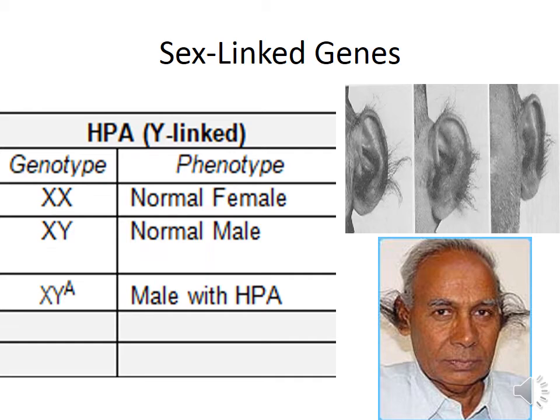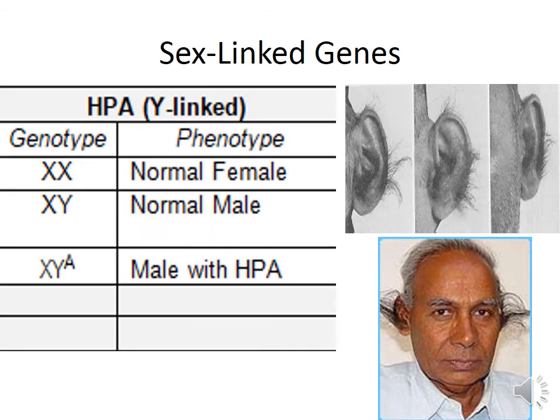Another example ng sex-linked genes ay ang HPA or hypertrichosis pinnae auris, or it is known as the hairy ears. Looks familiar? Meron ba ito sa Lord of the Rings? Yung may hair yung sa tainga? I'm not sure. But anyway, look. Sa babae, wala naman tayong Y. XX lang yung chromosome natin. This is a Y link. So, napapasa lang sa mga boys. Sorry sa boys ulit.